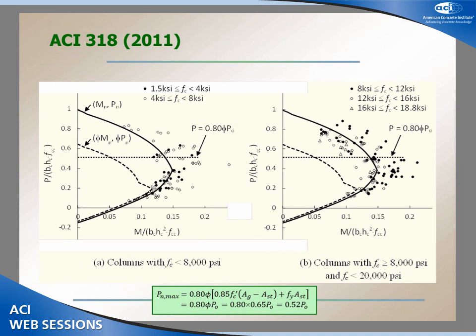This is the comparison when we use the current ACI 318. Plot A presents the columns with concrete strength less than 8 ksi. Plot B shows concrete strength greater than 8 ksi. We consider that less than 8 ksi is close to normal strength concrete. Over 8 ksi is closer to today's high strength concrete.